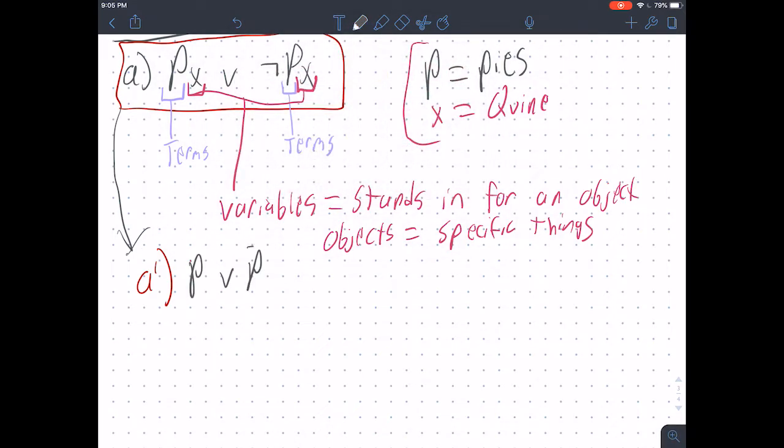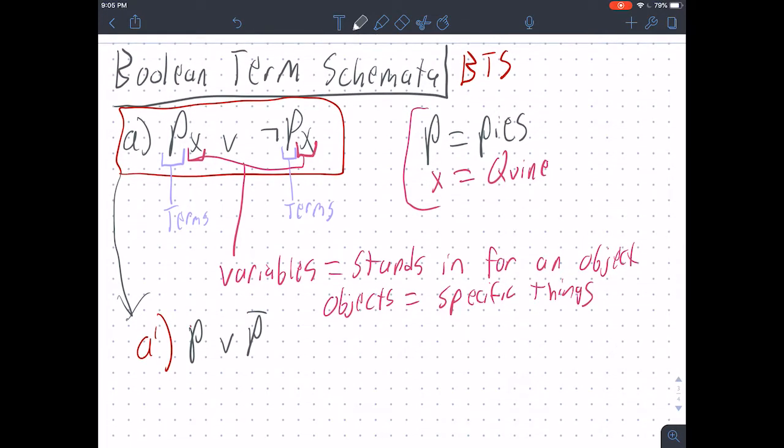P or not P. So another way of thinking about what a Boolean term schema is: a Boolean term schema is exactly like every truth functional schema that you've seen up until this point in the class, except it has capital letters instead of lowercase letters. That is the only difference. I know it might be hard to tell here, but these have to be capital P's. So if you see something that looks exactly like the normal truth functional schemata that you have seen before in the class, except it has capital letters, you know that you have a Boolean term schema.